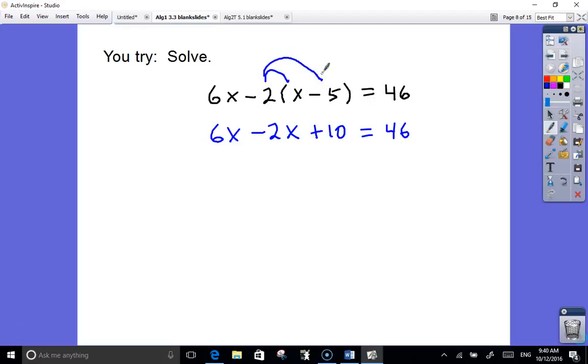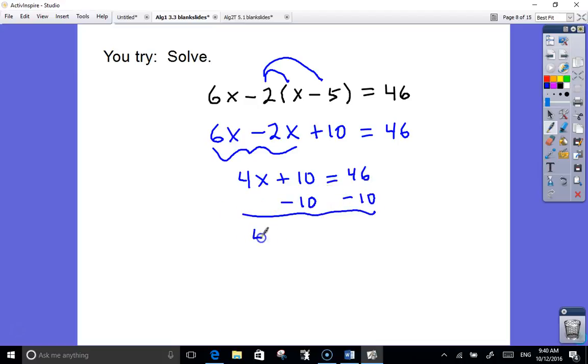Next what? Well, what do you call that? Combine like terms, right? 4x plus 10 equals 46. Right? Okay, subtract 10. 4x equals 36. Divide by 4. x equals 9. Pretty easy? Okay.